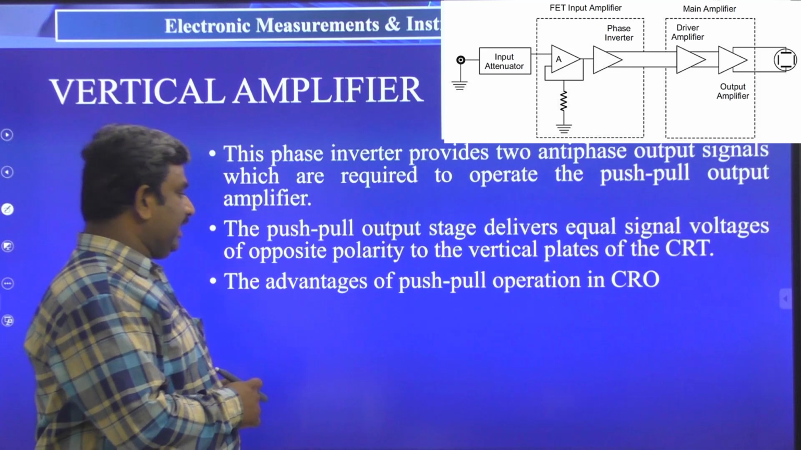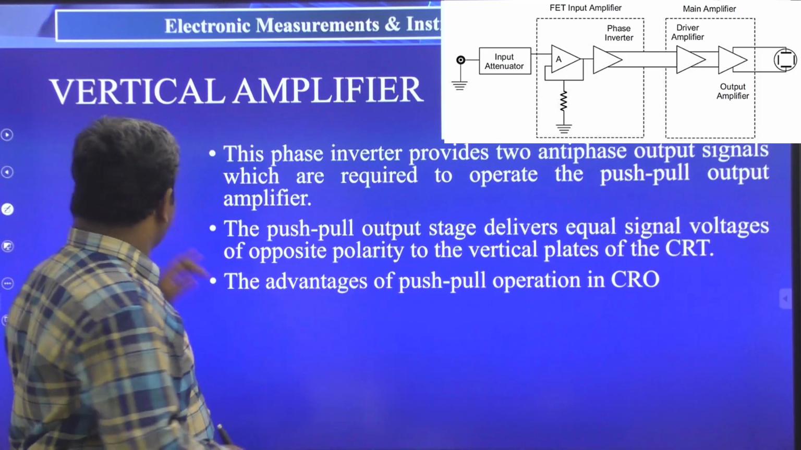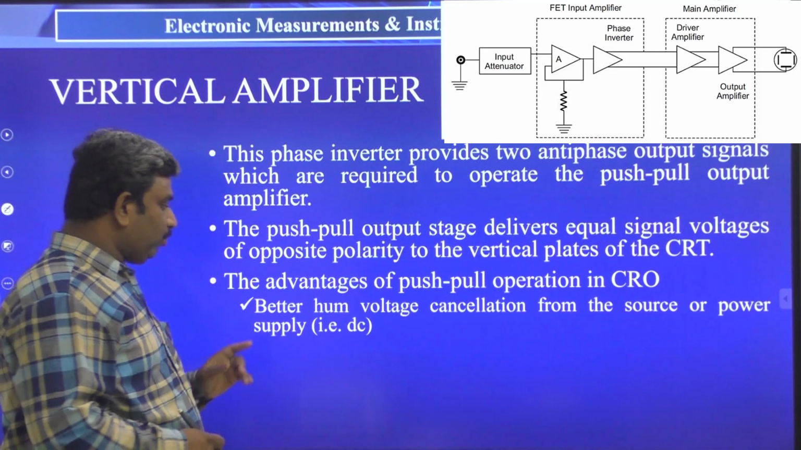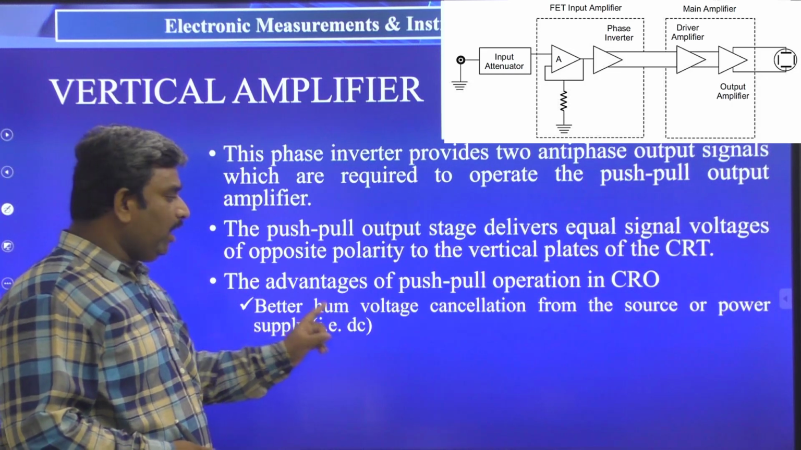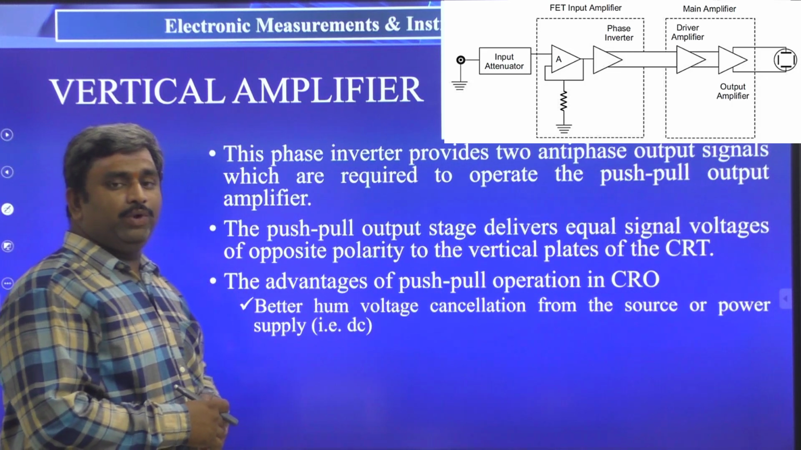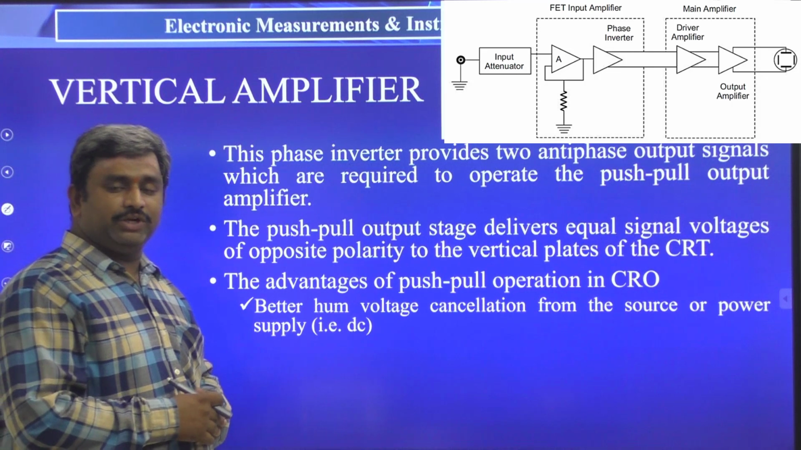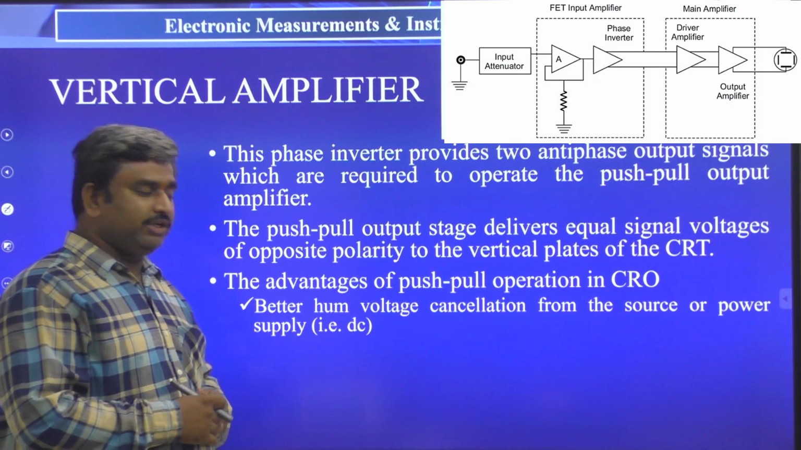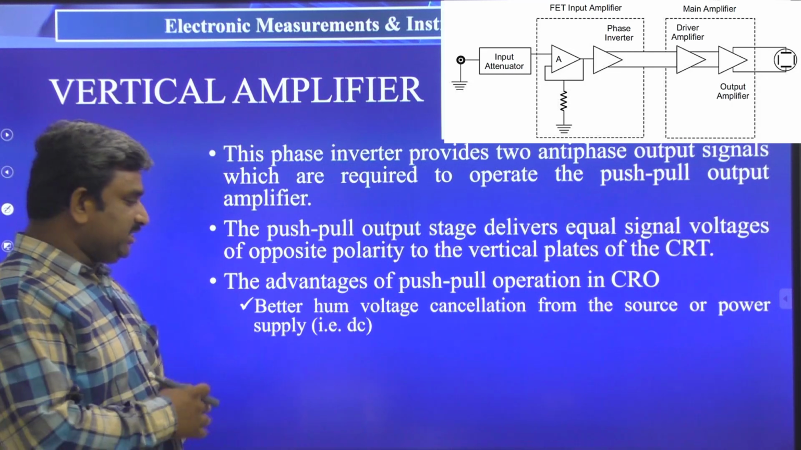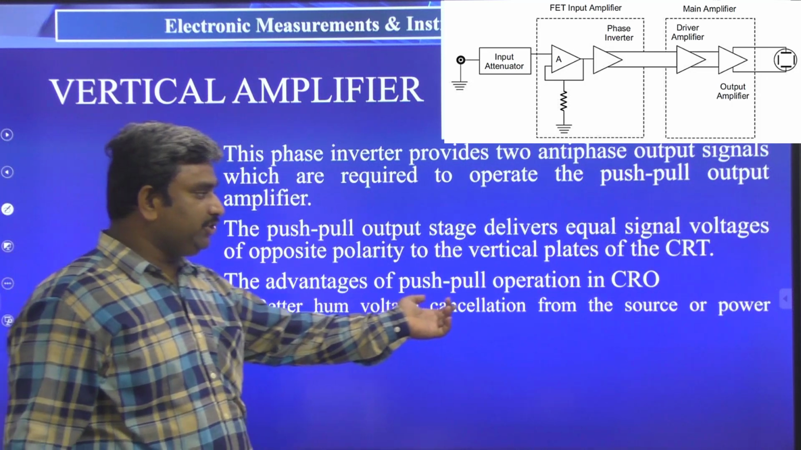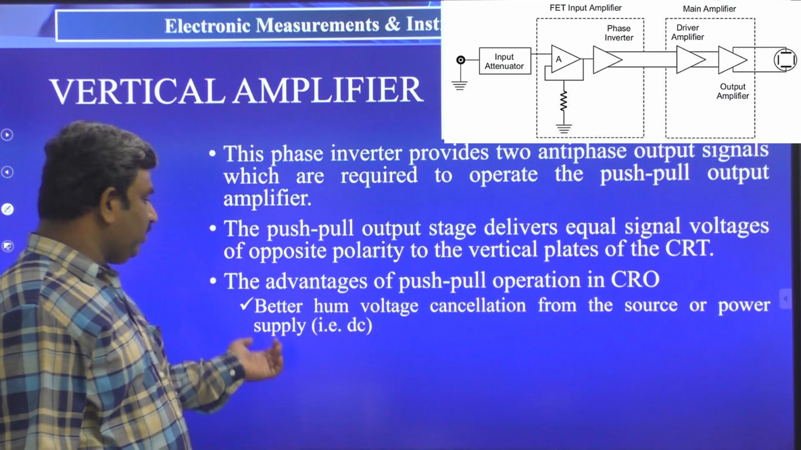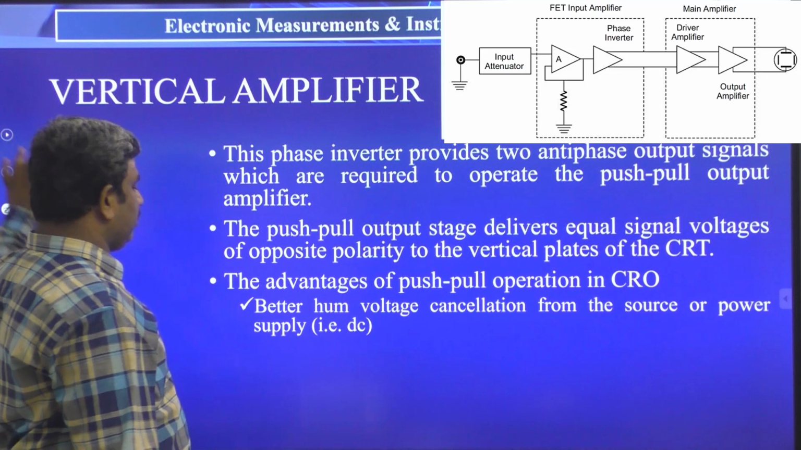The advantages of push-pull operation in a CRO: the first one is better hum voltage cancellation. We have some hum noise generally in the signal generator circuits. That hum voltage cancellation we can make from the source of the power supply. So that is the first advantage.